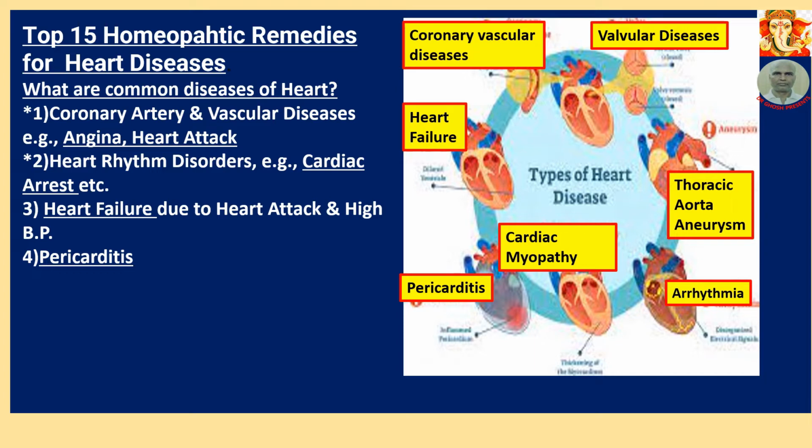What are the common diseases of heart? Number one, coronary artery and vascular diseases, for example angina pectoris and heart attack. Number two, heart rhythm disorder, for example cardiac arrest. Number three, heart failure due to heart attack and high blood pressure. Number four, pericarditis. There are so many heart diseases. I have chosen just common things: angina, heart attack, cardiac arrest, heart failure, pericarditis.